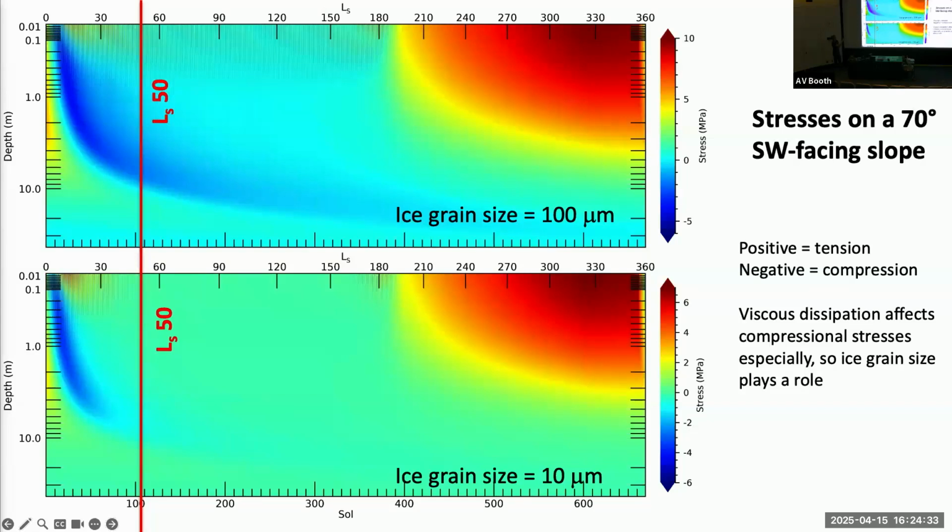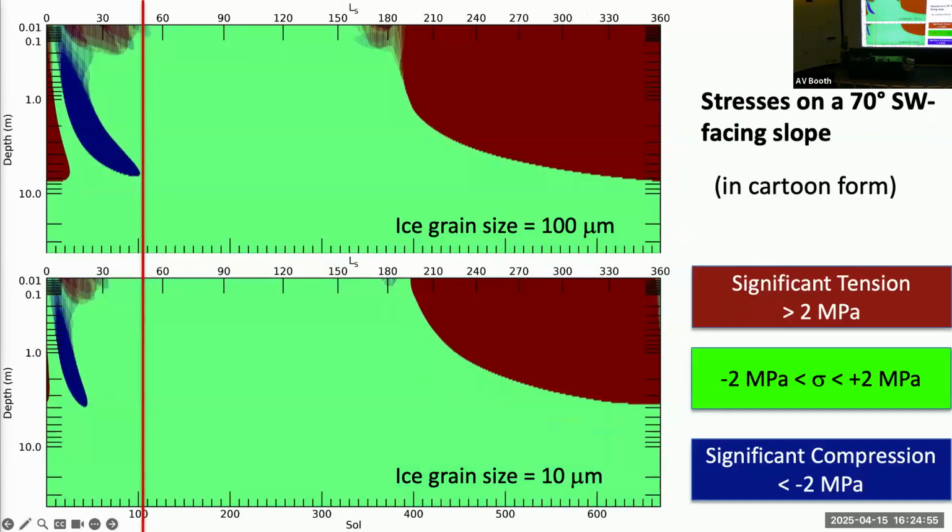here that heats it up at deeper and deeper depths as you go into the spring and summer. So this causes expansion of the ice and the compressive stresses that we were talking about. And that also is squelched by the smaller ice grain sizes, but still present there over this time period. We can simplify this a little bit to just show in cartoon form what's going on here.